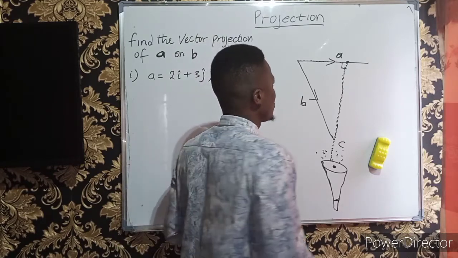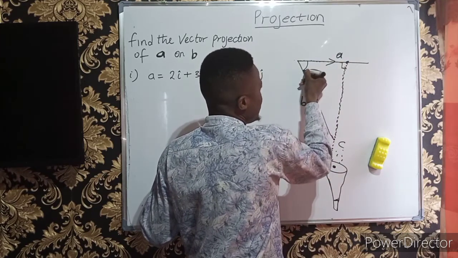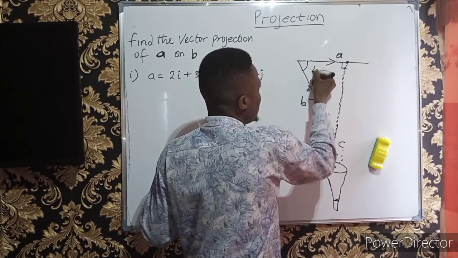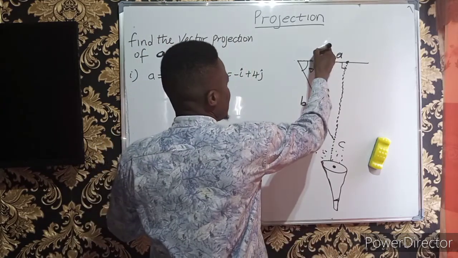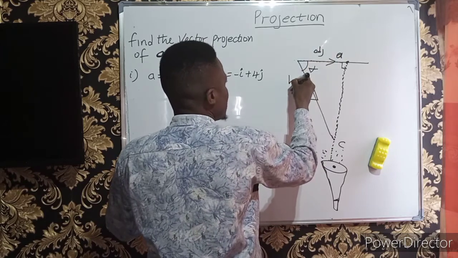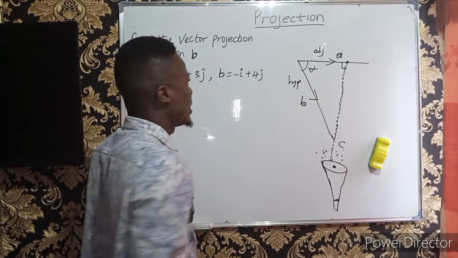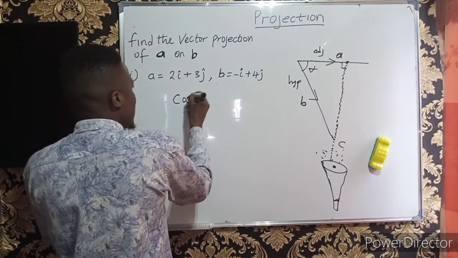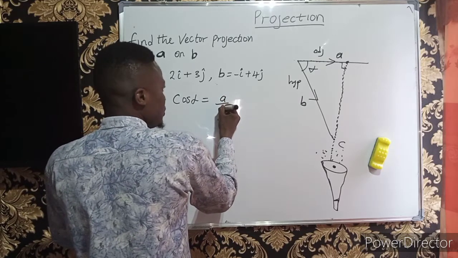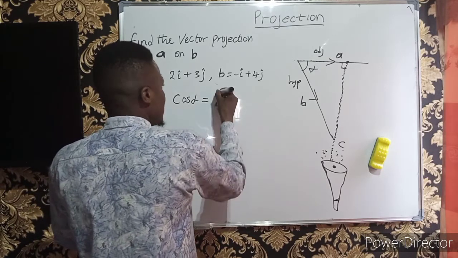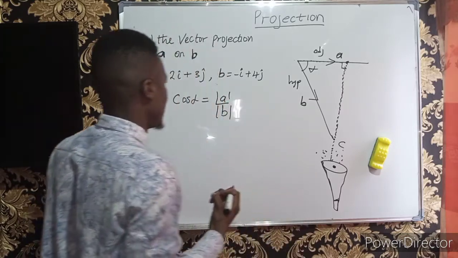Now, to get this particular length, which is the vector projection, an angle has been formed between vector A and vector B. Let's say angle alpha. From here, we have our adjacent, and here is our hypotenuse. Adjacent to hypotenuse will give us cosine. Hence, cosine alpha will give us adjacent, which is A, over our B. I can say modulus of A over modulus of B because they are sides.